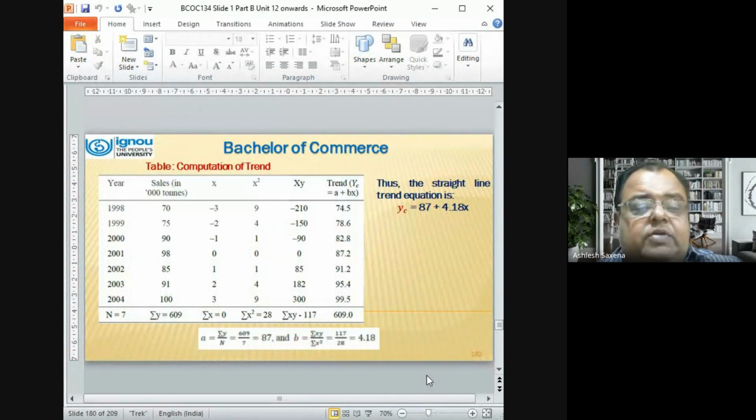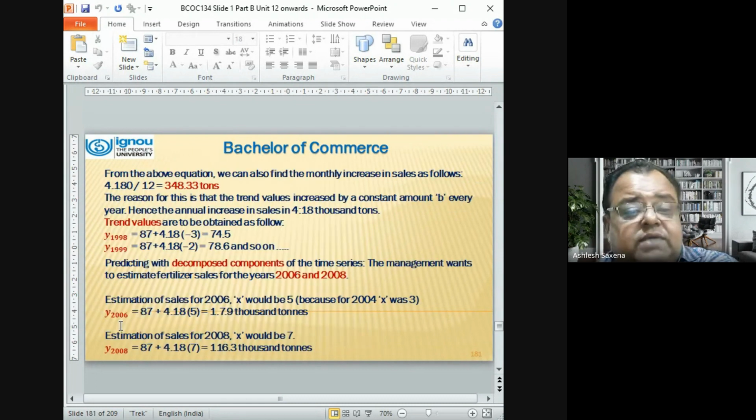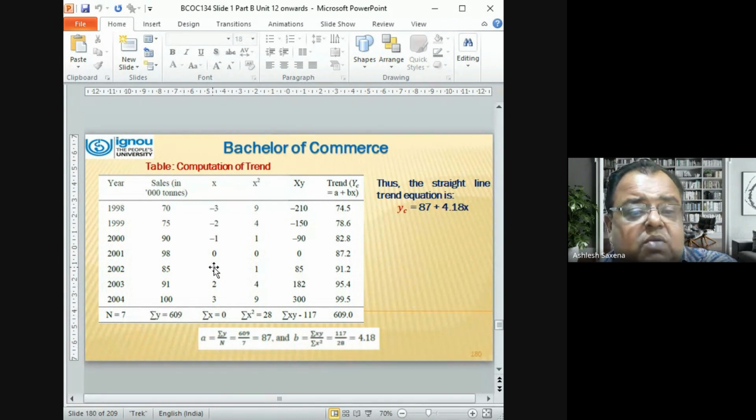What was the last year given? Now by the help of this equation, we will be calculating the sales in tons for the year 2006, which is after this. So see how you will get the value for 2006. What is the change in the equation? 1, 2, 3, 4, 5. For 2004, 2005 it will be 4, and for 2006 it will be 5.